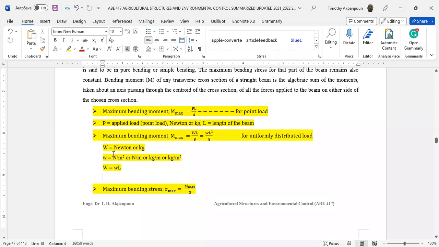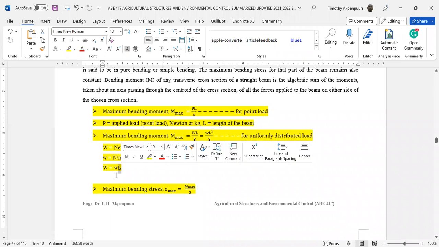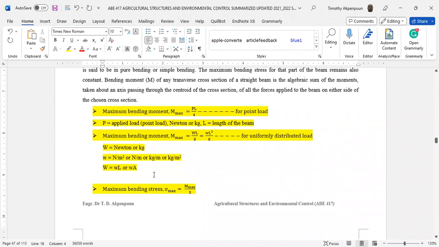So now let me ask you, if the small w is Newton per meter squared, that means it's per area. That means your capital W is going to be Newton per meter. What will happen to that L? You're going to convert it to the area. Let's just say, assuming it's going to be small w times area. You get? Understood?